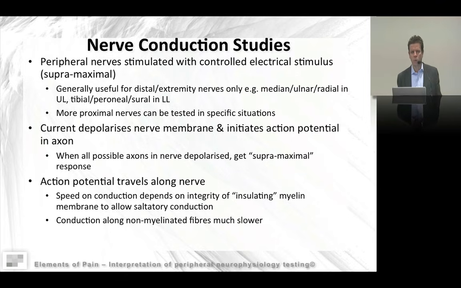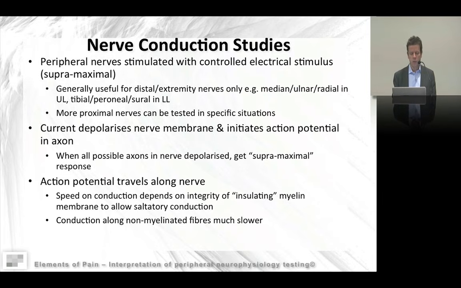Essentially, nerves are excitable membranes which work by the progression of action potentials, and so provision of an external stimulus will depolarize the nerve membrane and initiate an action potential, which will then travel down the nerve as a normal internally generated action potential will. When we stimulate as many of the axons as possible, that's what provides the supramaximal response that we use as the basis of our recording.